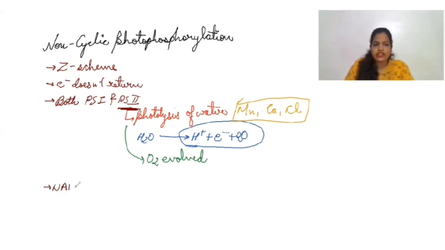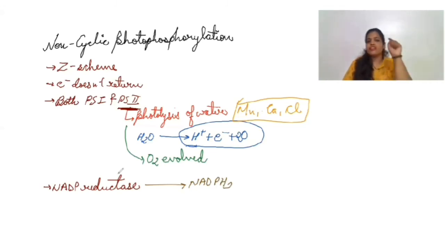NADP reductase present. If NADP reductase is present, what is it going to produce? It is going to produce NADPH2. NADPH2 is going to be produced by this enzyme present on the outer surface of the thylakoid membrane.